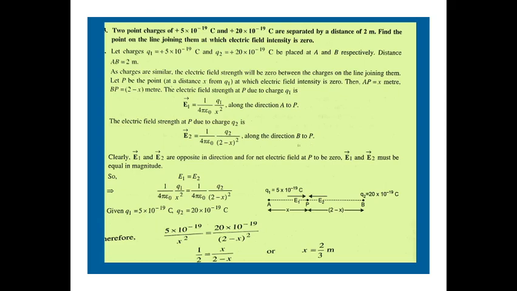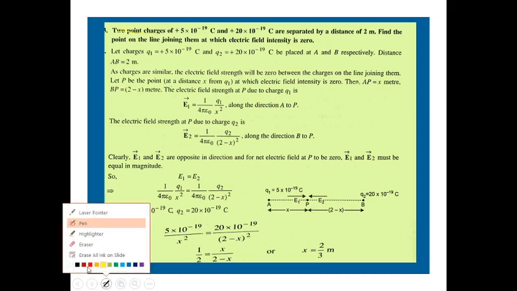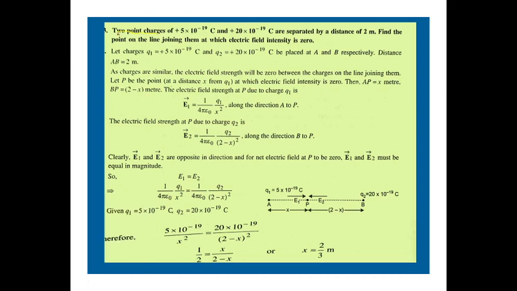Let us discuss one more numerical based on the topic because this topic is important. Two point charges, plus 5 into 10 raised to minus 19 coulomb and plus 20 into 10 raised to minus 19 coulomb, are separated by a distance of 2 meter. Find the point on the line joining them at which electric field intensity is 0.